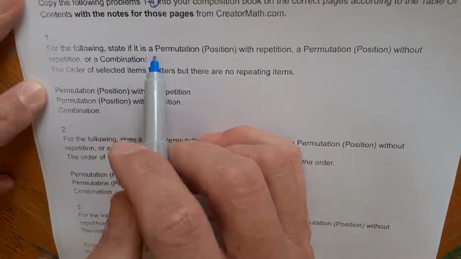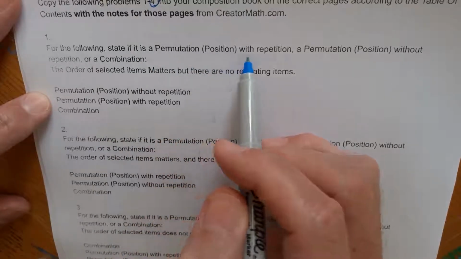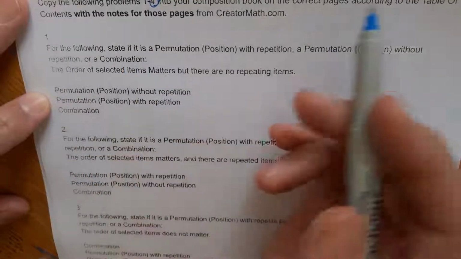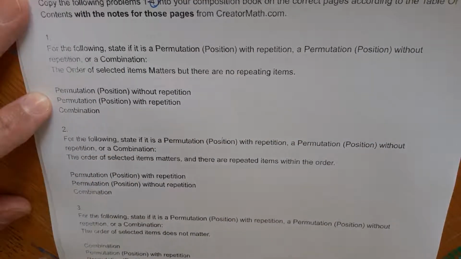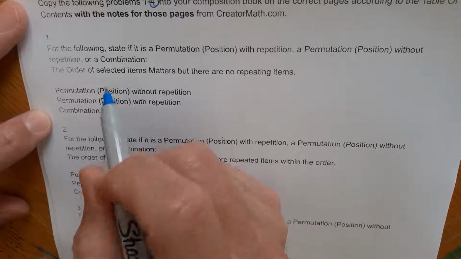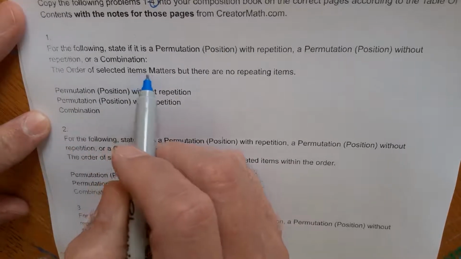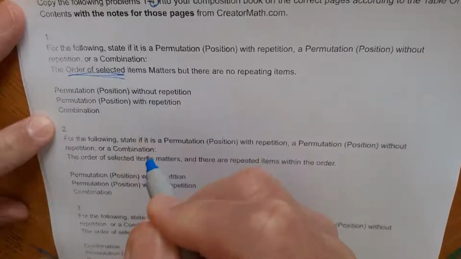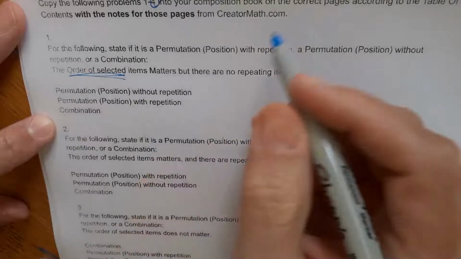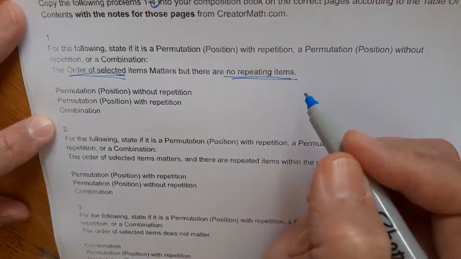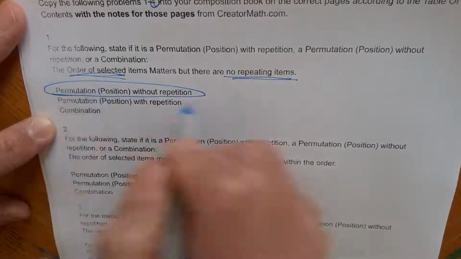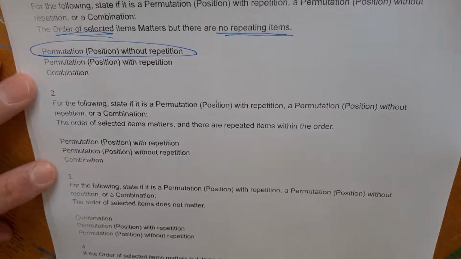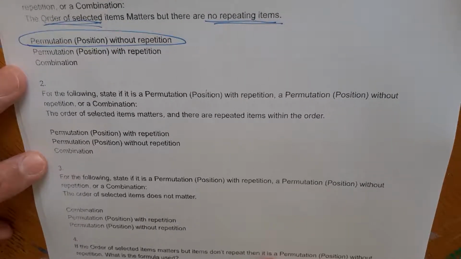For the following, state if it is a permutation with repetition, a permutation without repetition, or a combination. And we'll see by the different practice problems, hopefully you get some idea of the different options involved here. The order of selected items matters, but there's no repeating items. So anytime the order matters, and this is in the notes, it's a permutation, and they're telling us right out there's no repetition. So this is a permutation with no repetition, and they start us out very gently with these problems, basically asking us a question and then telling us the answer.